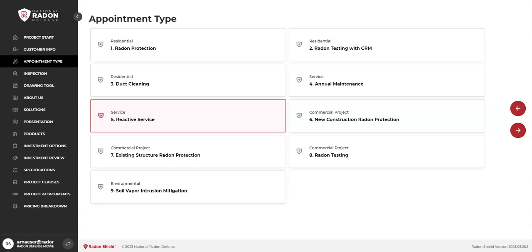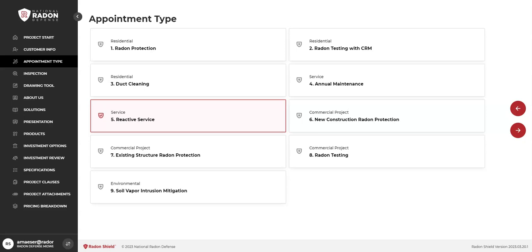A reactive service appointment type built within Radon Shield Pro would be for your service tech appointments, where you're going to a house that's either your system or somebody else's and there's a problem. The customer noticed a problem, right? So maybe the fan is loud, maybe they noticed a pipe that's leaking, just any issue that the customer is experiencing and they want someone to go take a look at it.